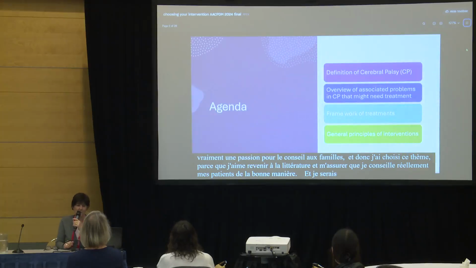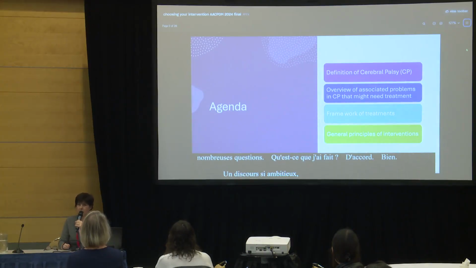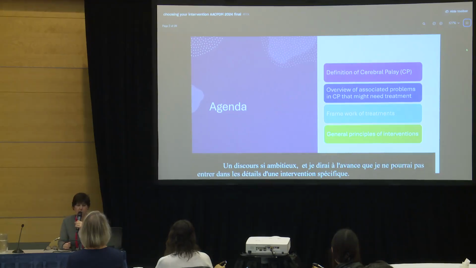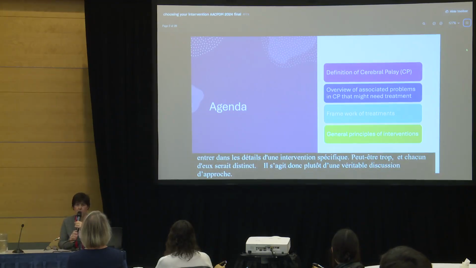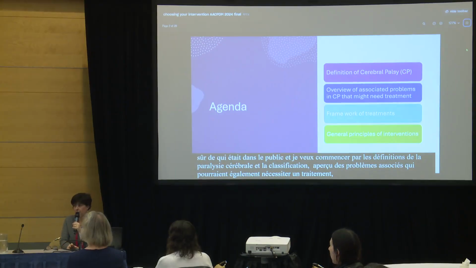Okay, good. So, an ambitious talk, and I will say in advance that I will not be able to go into details of specific interventions. There are way too many, and each of them would be a separate talk, so it's really more of an approach talk. So I will start basic because I wasn't sure who is in the audience, and I want to start with definitions of cerebral palsy and the classification, an overview of the associated problems that also might need treatment, and then touch on frameworks and general principles that stand out for the interventions that we have evidence are working.